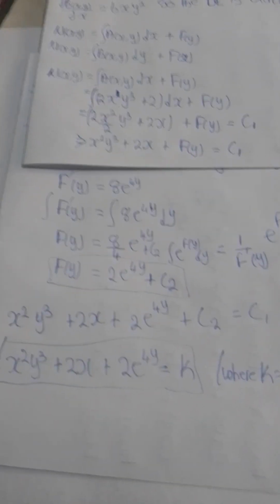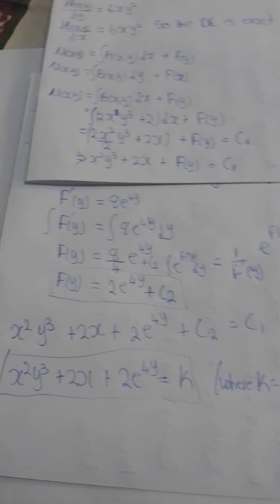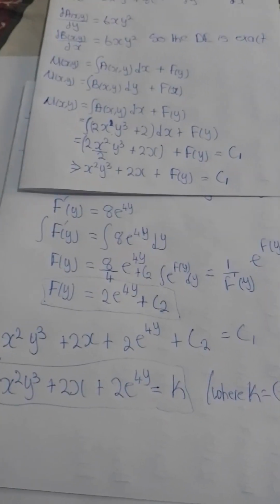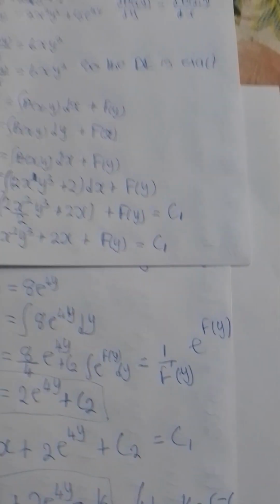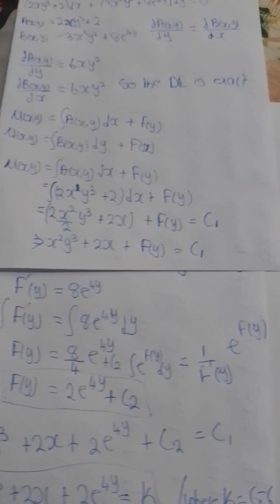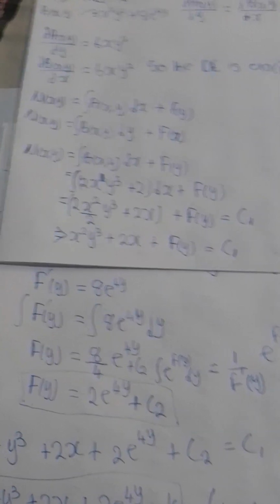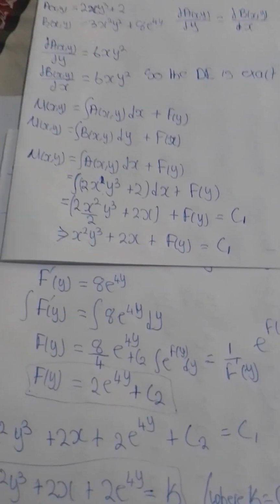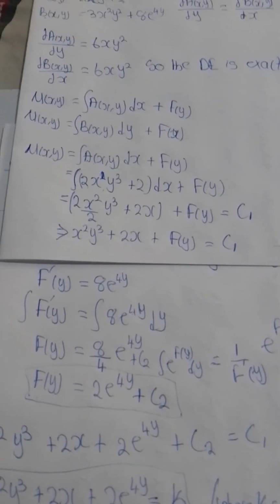So we can summarize all of this into a few steps. The first thing, you verify if the differential equation is exact. Once you know it's exact, you let your mu of xy be equal to one of those two options, and then you solve the differential equation using the same method.